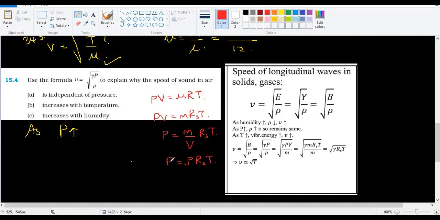So what this tells you is pressure and rho are in the same order, right? It's not like square or cube or something like that, which means it's linear, directly proportional. So because of this, when P increases, rho will also increase proportionally. So V remains the same. So V is independent of pressure.